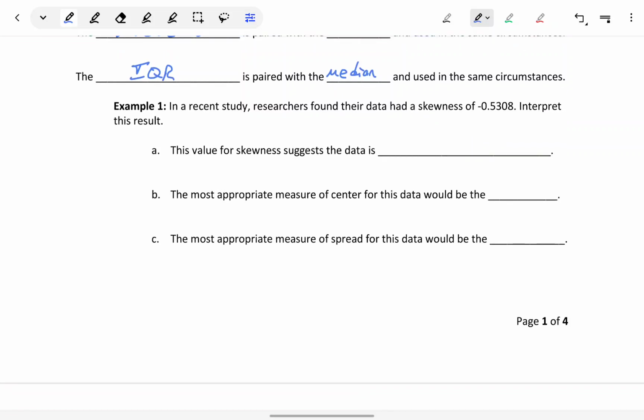So in example 1, in a recent study, researchers found their data had a skewness of negative 0.5308. In part A, this value for skewness suggests that the data is either skewed or symmetric. In this case, while that's a negative value, it's still between negative 1 and 1. So our data is approximately symmetric.